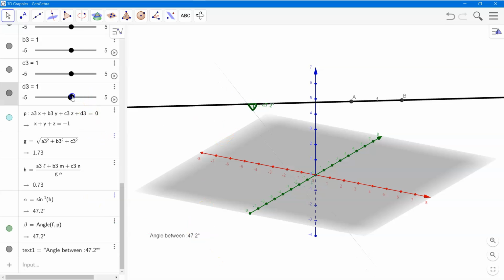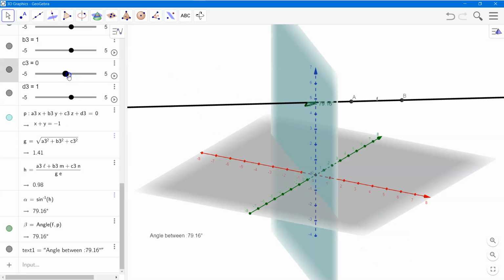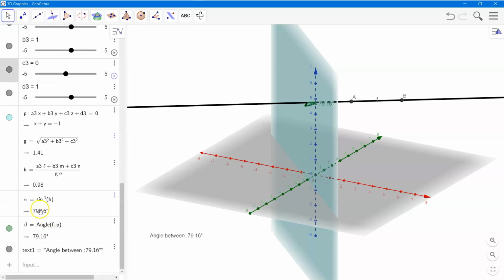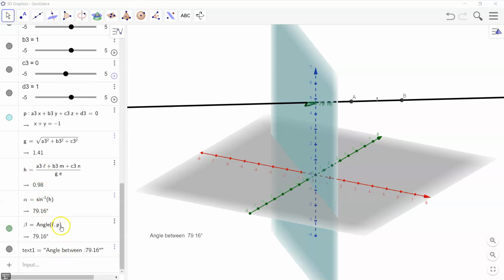You change anything, 79.76. Yes. Now remember, if the numerator is 0, that means H is 0, which means sine inverse of 0 is 0. That means the line and plane are parallel to each other. They don't intersect.